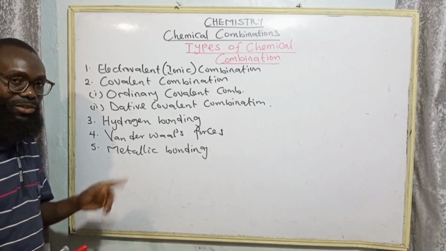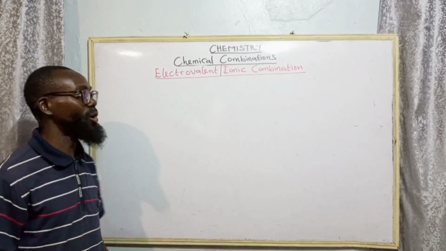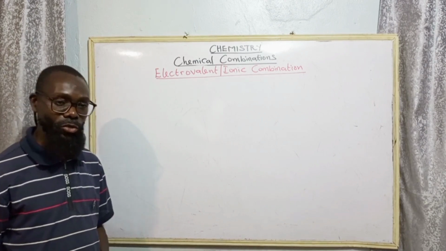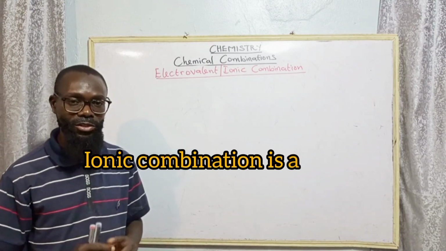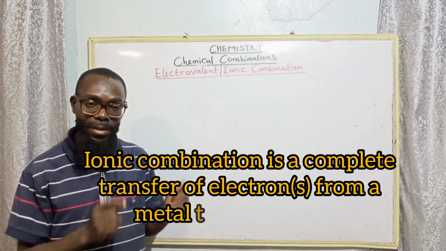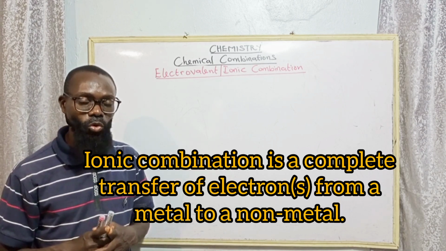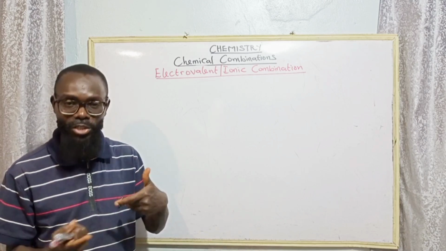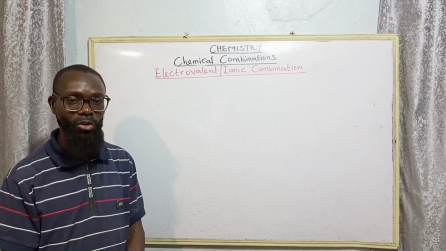So let's dive in. The first one we looked into is the electrovalent or ionic combination. What is ionic combination or electrovalent combination? This is a complete transfer of electrons from a metallic atom to a non-metallic atom. So one is a transfer of electrons from metal to non-metal. A complete one, we now refer to as electrovalent combination or ionic combination.